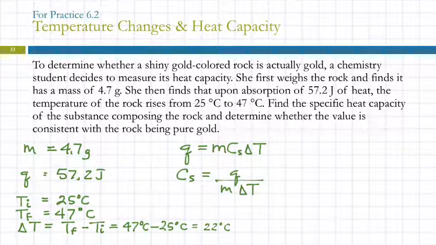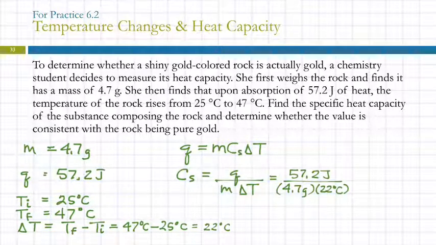So now I have all of these numbers, and I can stick them into this equation. Q is 57.2 joules. And M is 4.7 grams. And delta T is 22 degrees Celsius. So I pull out my calculator on my phone because I forgot my actual calculator today. 57.2 divided by 4.7 divided by 22. 0.55319. Let's think about significant figures.